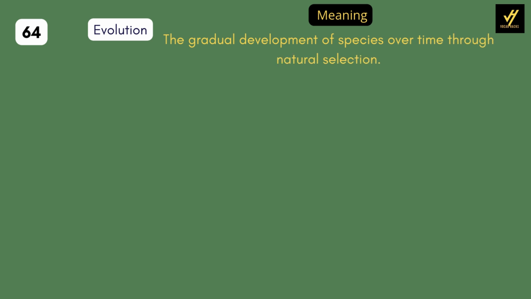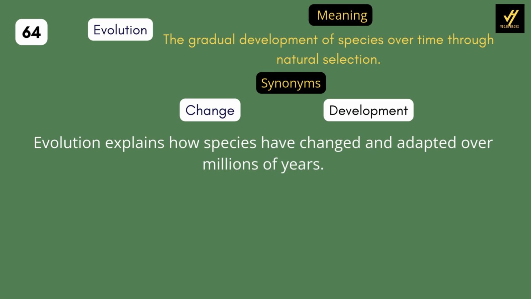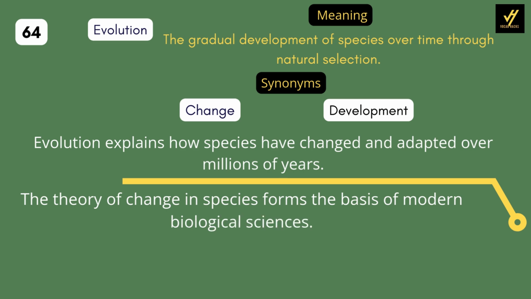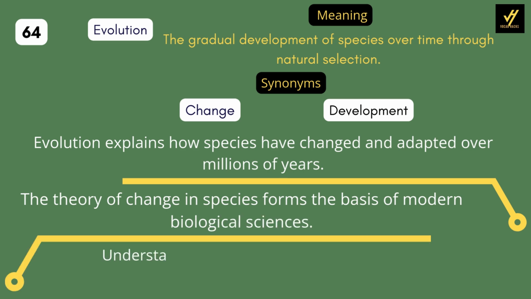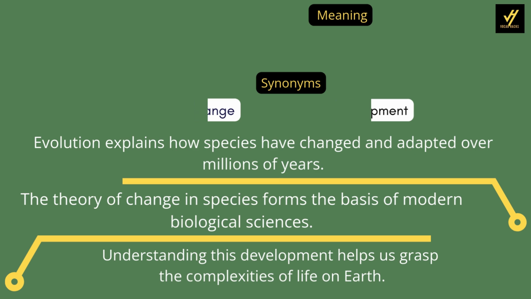Evolution, the gradual development of species over time through natural selection. Change, development. Evolution explains how species have changed and adapted over millions of years. The theory of change in species forms the basis of modern biological sciences. Understanding this development helps us grasp the complexities of life on Earth.